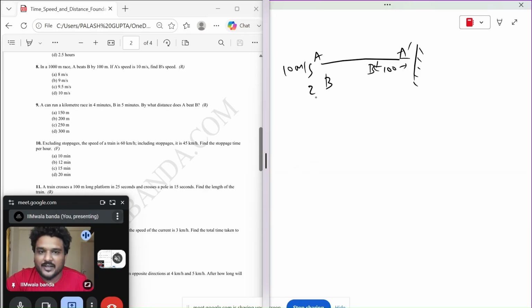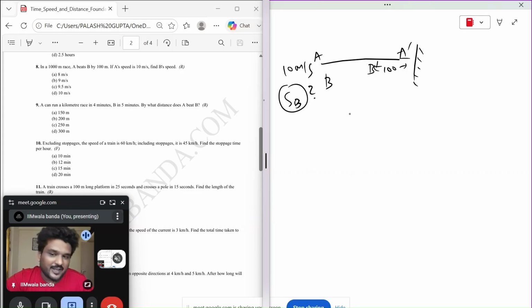And now we have to find the B speed. So you have to keep in mind that I need to find speed of B, SB. This is the way you annotate all that information. Distance covered by B, time taken by B in general. So what just happened? 1,000-meter race. A speed is 10, B speed we have to find, and it's a very basic question.